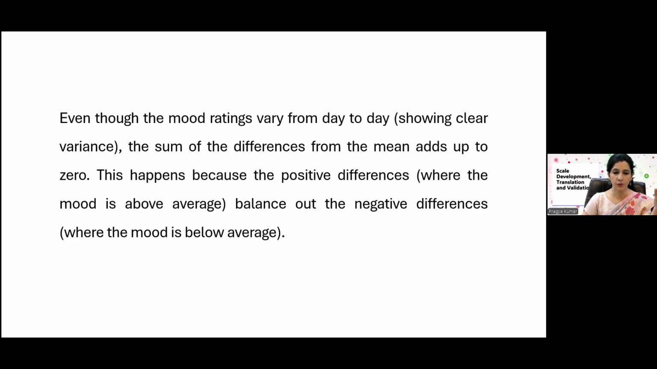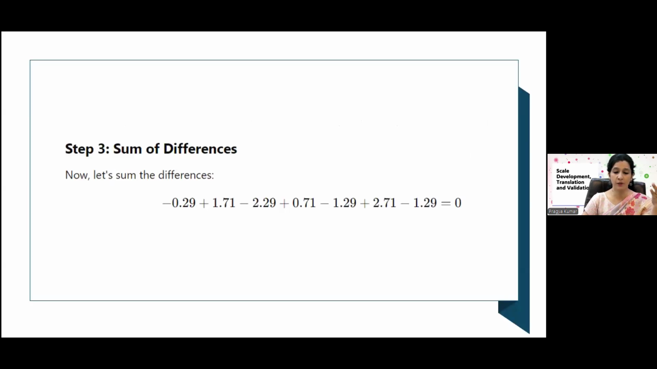So even though the mood rating varies from day to day, the sum of these differences adds up to 0. Why did this happen? Because you can see there are positive and there are negative. Those of you who are in community medicine can recall the concept of standard deviation and variance. What is a standard deviation? You sum all these squared deviations and you take the square root. That is standard deviation. But if you just keep the square, this is the variance.